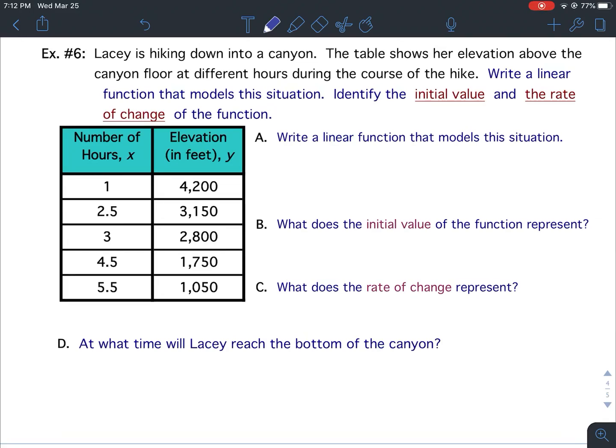Using functions to model relationships, example number 6. Lacey is hiking down into a canyon. The table shows her elevation above the canyon floor at different hours during the course of the hike. Write a linear function that models this situation. Identify the initial value and the rate of change of the function.